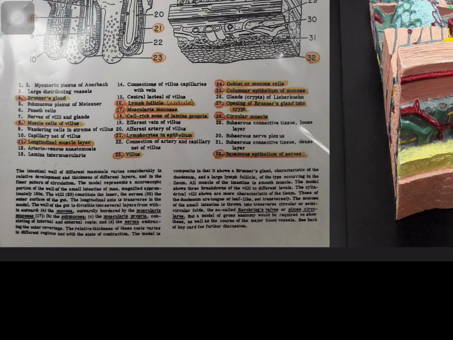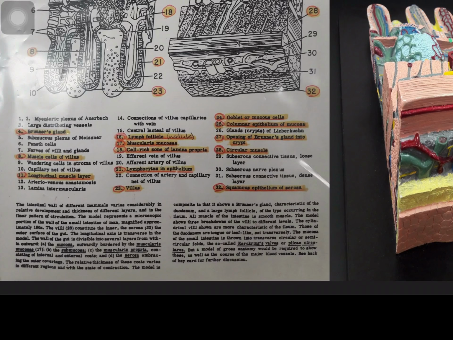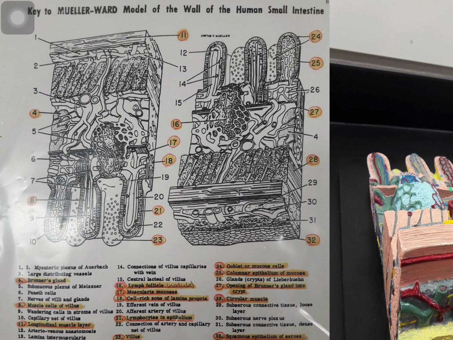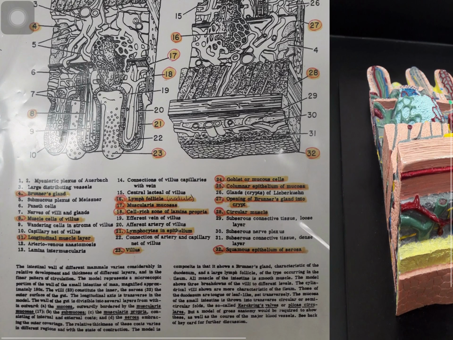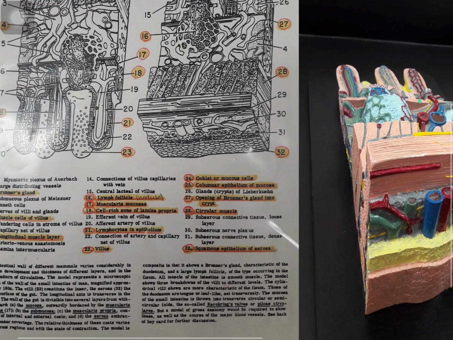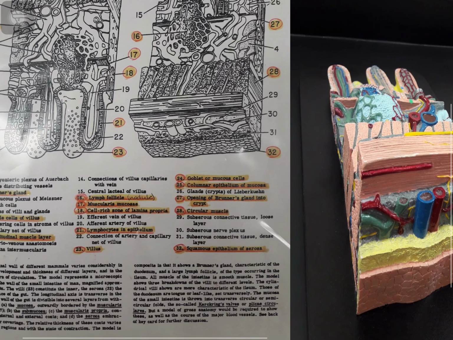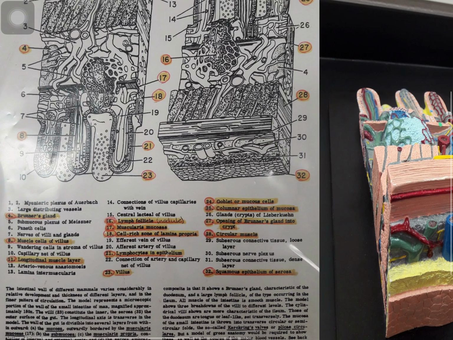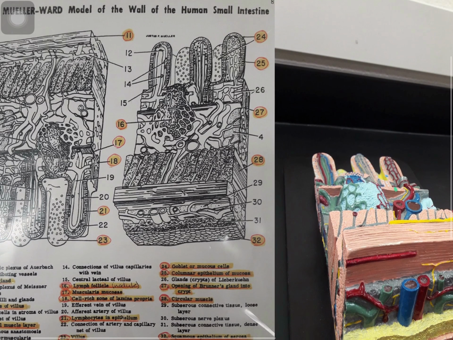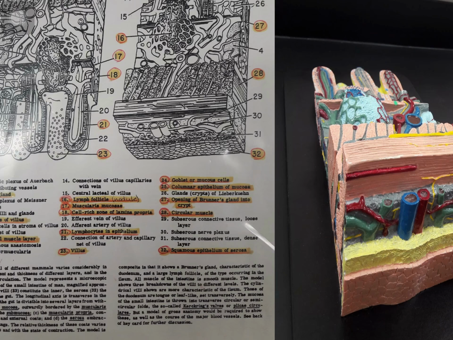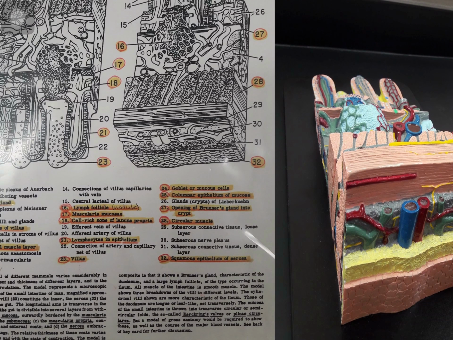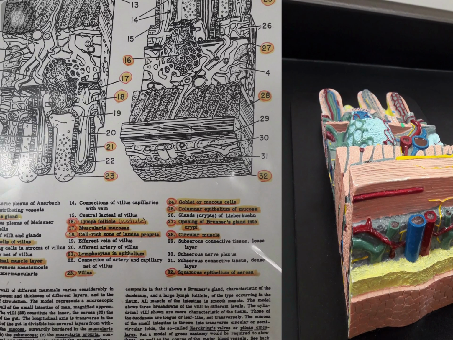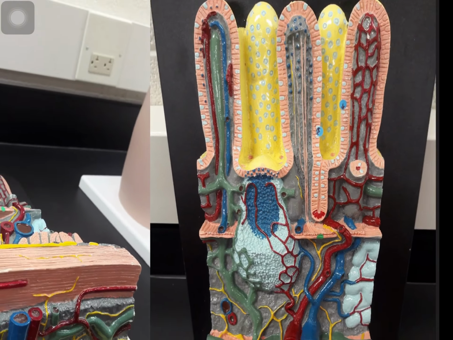Okay. The lymph follicle or lymph nodule, the muscularis mucosae, cell-rich some of lamina propria, villus, goblet or mucus cells, columnar epithelium of mucosa, opening of Brunner's gland or intestinal glands into the crypt, circular muscle, squamous epithelium of serosa. Those are the ones I have to look for here on my lab practical tomorrow.